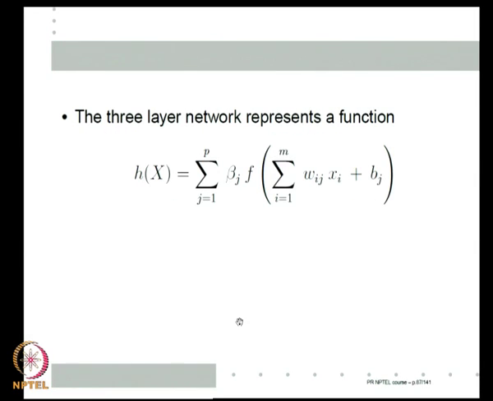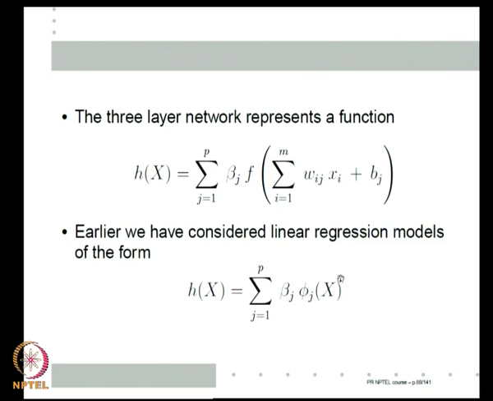Let us look at it a little more carefully. So, this is what a three-layer network represents: the sum over j equal to 1 to p of beta j times f of the sum over i equal to 1 to m of w_ij x_i plus b_j. When we did our linear least squares regression, we said that any function in the linear regression model can be written as the sum over j equal to 1 to p of beta j phi j(x), right. So, if I think of all this part, f of the sum over i equal to 1 to m of w_ij x_i plus b_j, this is something that depends only on j, because it is summed over all the i. Of course, it depends also on the x's. So, I call it phi j(x). So, this structure is the same as this structure, right.